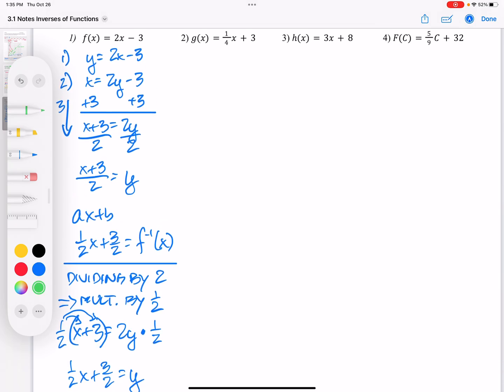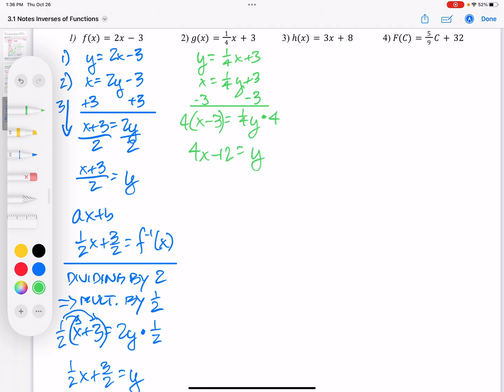For the next one, I'm going to rewrite it y equals 1/4 x plus 3. Switch x and y. And then solve for y. Minus 3. That gives me x minus 3 equals 1/4 y. To undo 1/4, we multiply times 4, which gives me, distributing, 4x minus 12 equals y. So g inverse of x equals 4x minus 12.